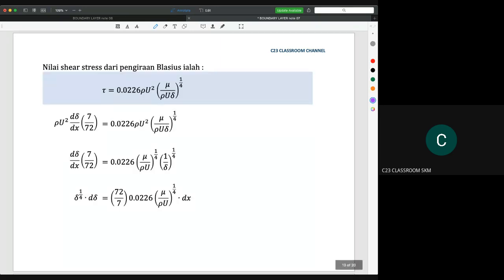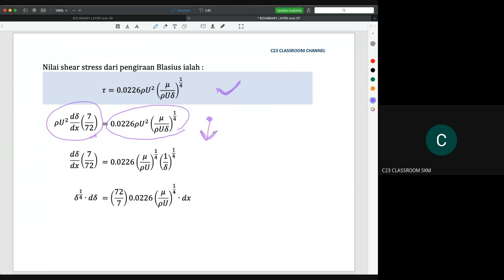Okay, let's say from the question or from the Blasius calculation, we get the value of shear stress like this. So what we need to do is equalize these two values of shear stress: one is from von Karman and another one is from the Blasius calculation. Starting from this point, you could solve this problem exactly the same as the laminar boundary layer.